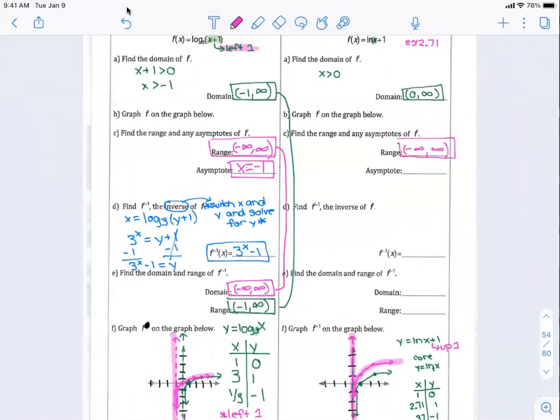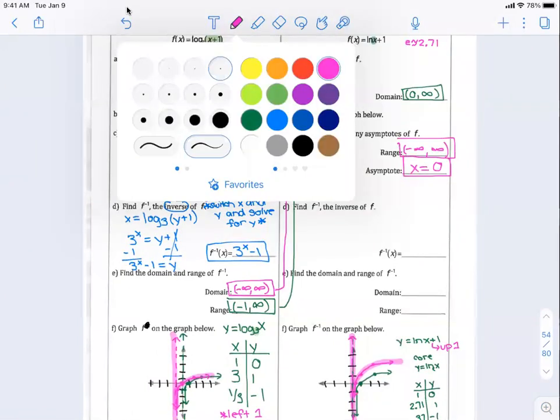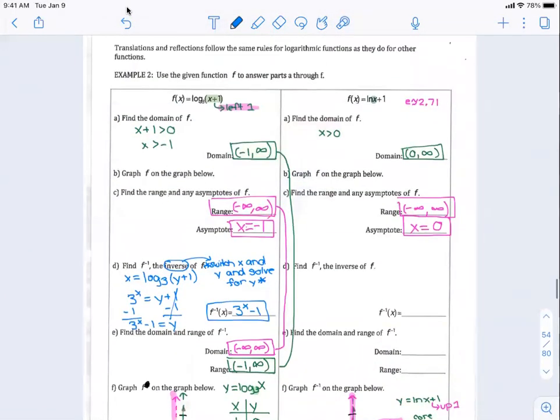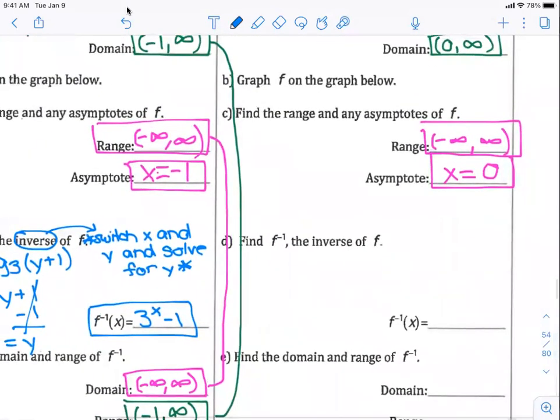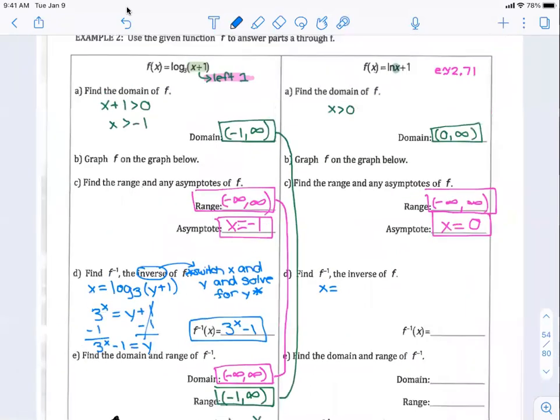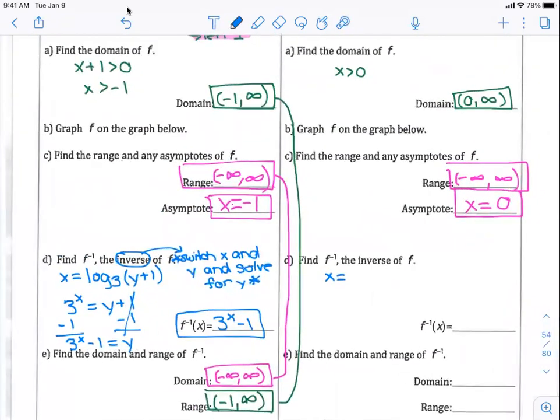The vertical asymptote is x equals 0. It did not move. And now it says find the inverse. So now I have to go back to the equation. And remember, you're going to switch x and y and solve for y. So let's say x equals natural log of y plus 1. So we switched the x and y, and now we're going to solve for y.